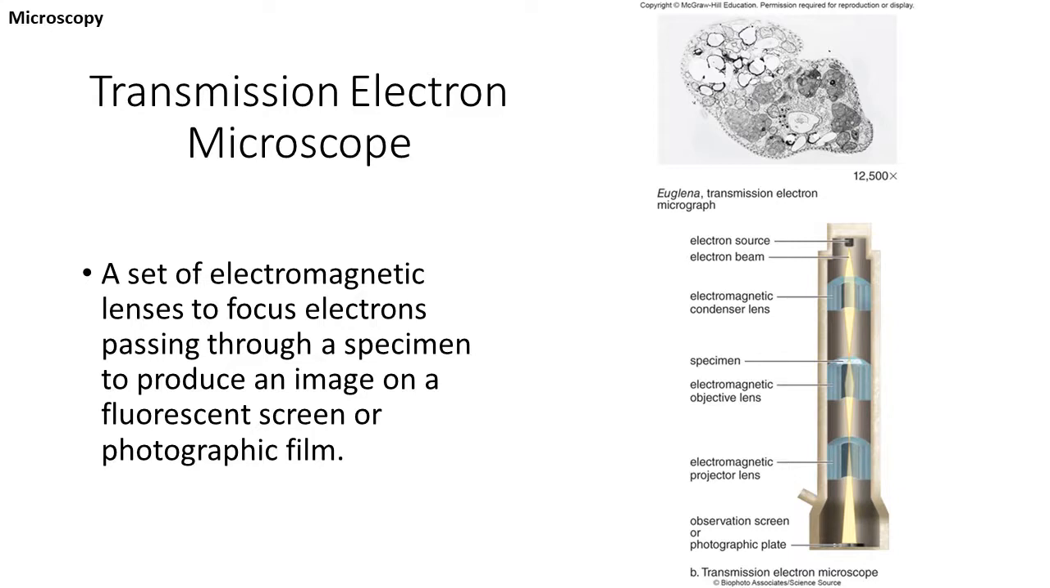As the electrons diffract through the specimen and are bent, their trajectories are absorbed by a fluorescent screen or photographic film. That absorption pattern is used to generate the image that's observed.